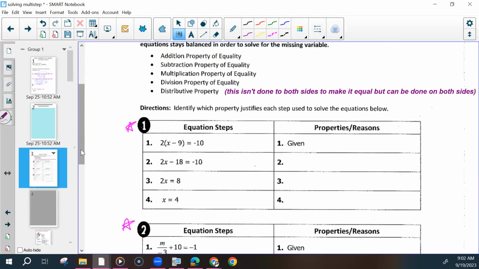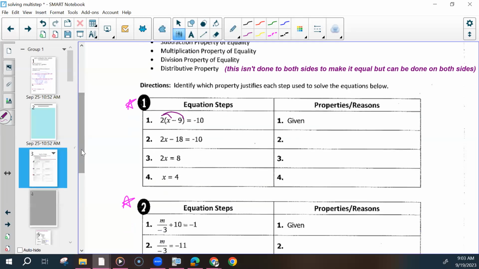Okay, so the first step will always be given. That's your original equation. We're looking at what did they do from step 1 to step 2? What changed? What's different? They distributed, then multiplied. So that would be our distributive property.